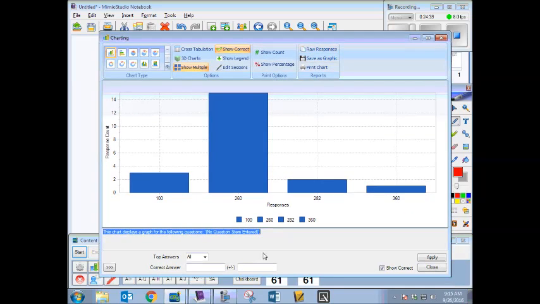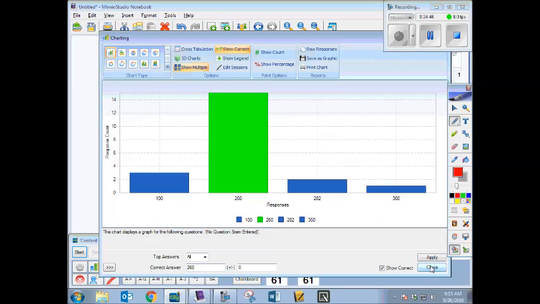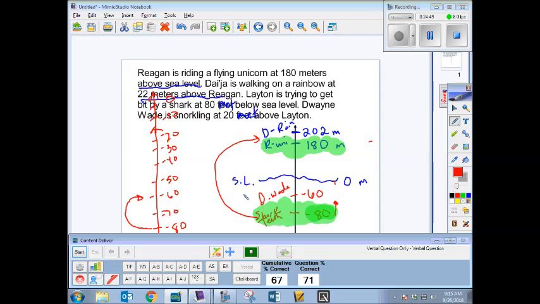Now let's talk about why a little bit here. Please listen, guys. All right, so again, you have to think about this in terms of how far Reagan would have to travel to get to where Leighton is. Let's say she's up there flying on a unicorn, and she all of a sudden sees Leighton getting bit by a shark. She wants to save him. She goes into superhero mode. Now, how far are Reagan and that unicorn going to have to travel just to get to the water? Shane? They're going to have to travel 180 meters.